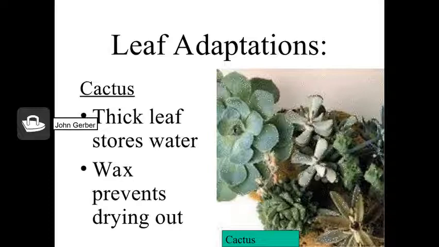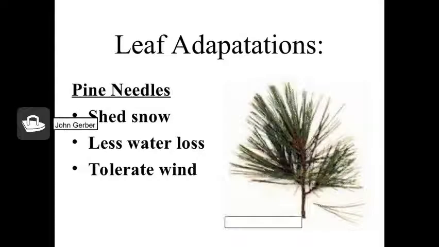Here are some really useful adaptations to a dry environment that allow plants to survive in a desert. The thin pine needles that don't fall off in the winter allow the tree here to shed its snow during a heavy snow load in the north. Pine needles are also water tolerant and can survive heavy winds.